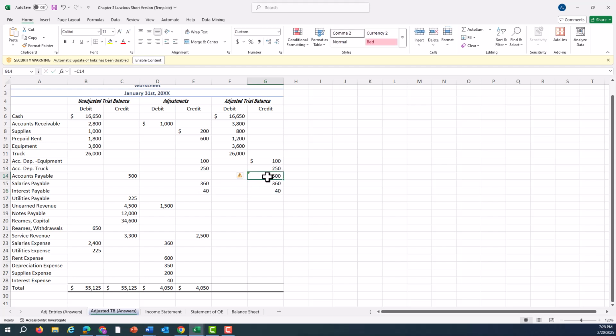By the way, if you get one of these ugly little green arrows in there and it triggers you, you can always get rid of it by clicking on the cell, grabbing the drop down next to the thing, and telling Excel to ignore that error.